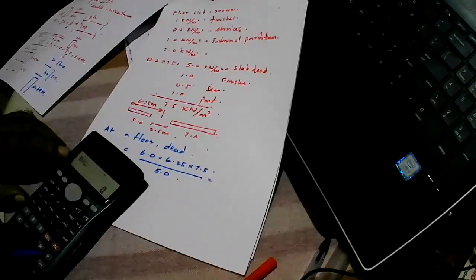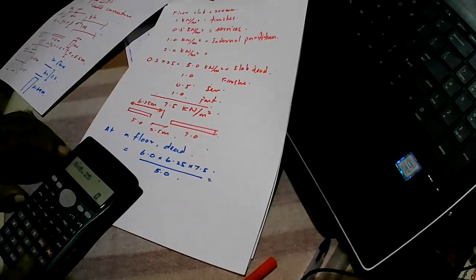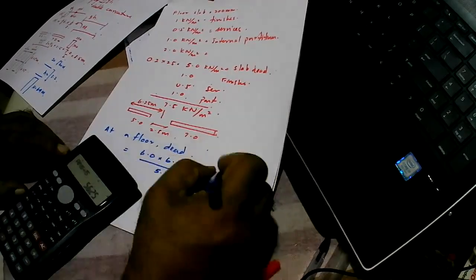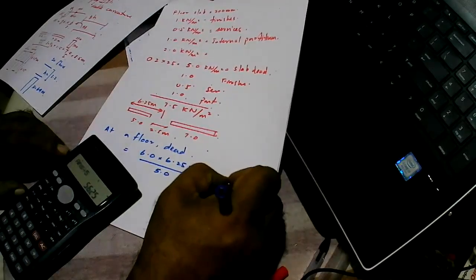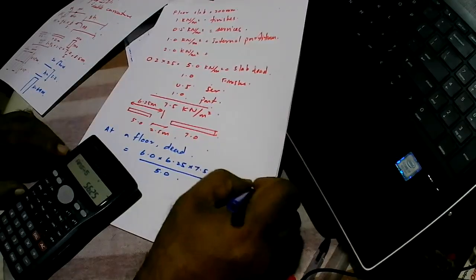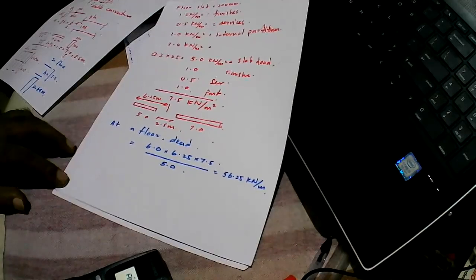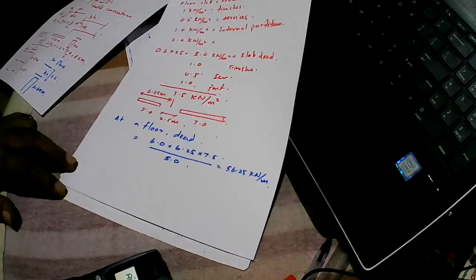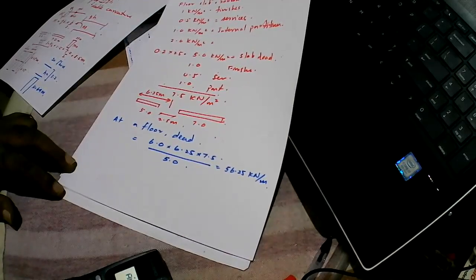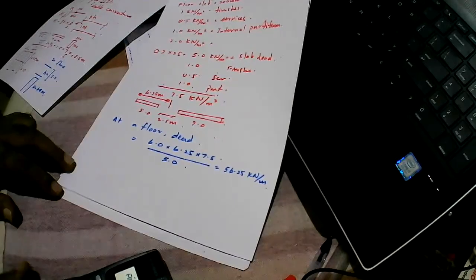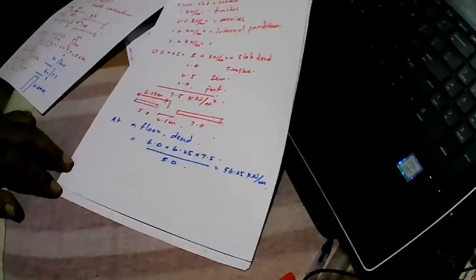6 multiplied by 6.25 will give us the total area, multiplied by 7.5 will give us the full load, divided by 5 will give us how much load is acting over 1 meter length. So that is wall 1.